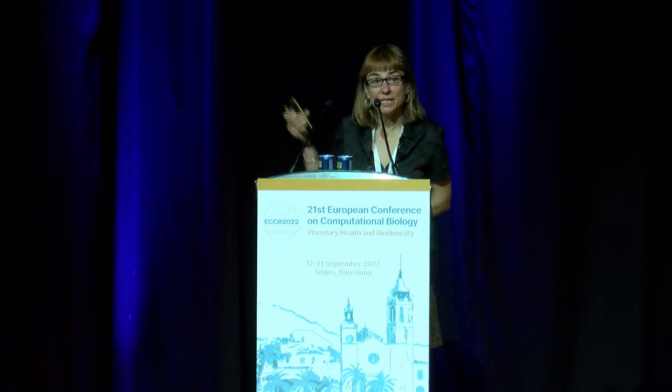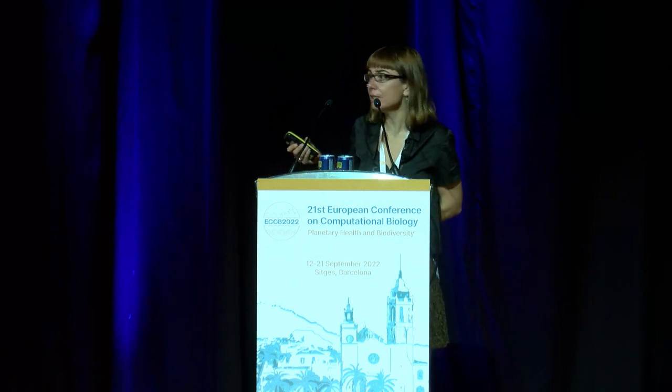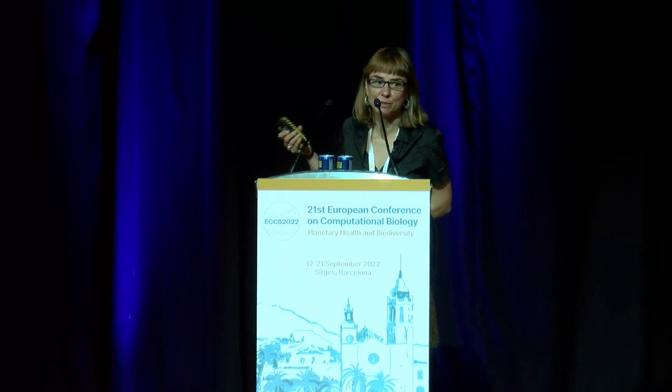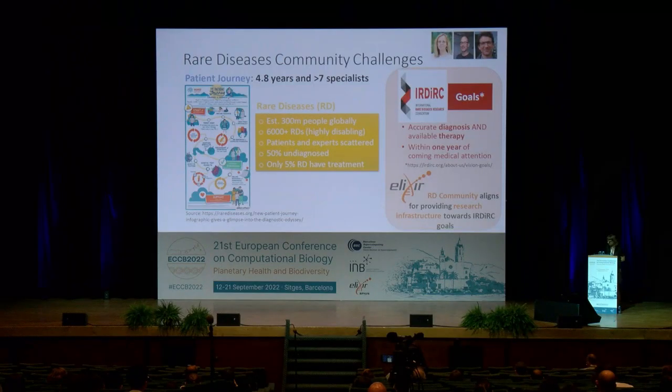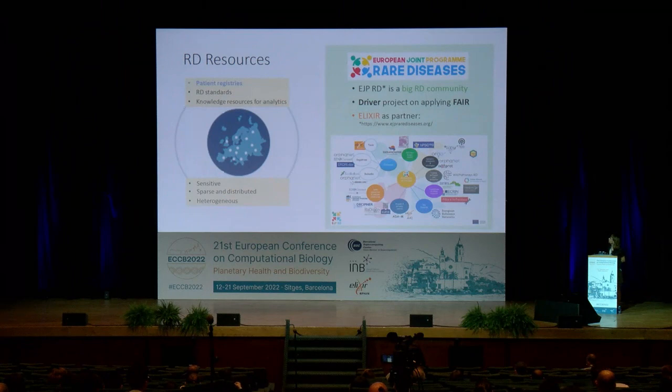Align with these goals and want to support IRDIRC, providing bioinformatic research infrastructure. So how to verify relevant representative rare disease resources? What are those relevant resources for research on diagnosis, but also prognosis and drug development? Patient registries are key.